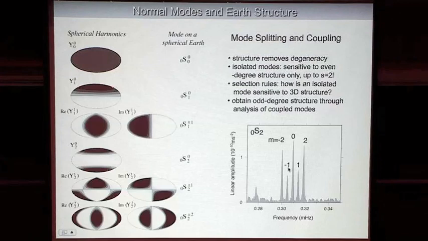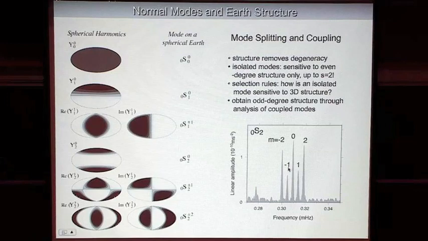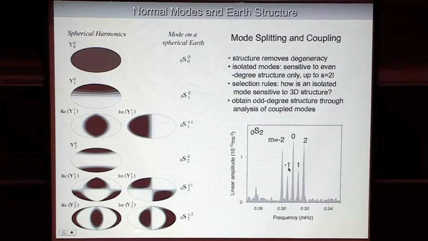So 0S2 has five oscillations. Okay? So 0S2 is here. So this is basically, in principle, what these five single oscillations would look like.